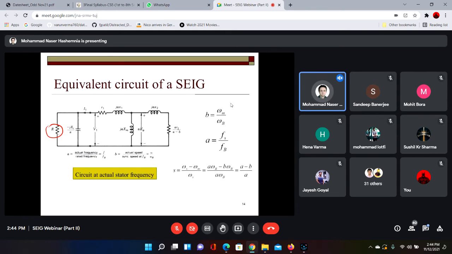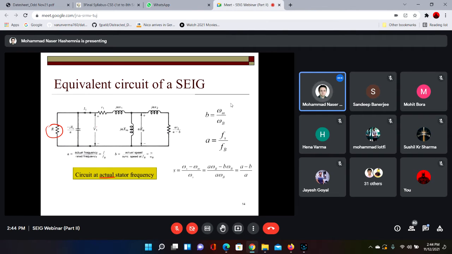Then we have the actual stator frequency. The actual stator frequency is not constant, because the stator is not connected to the power grid. This is an isolated machine. Please keep in mind that the stator frequency is not constant. But anyway, we can draw a circuit which is referred to the actual stator frequency. All the elements here have a frequency equal to the actual stator frequency.